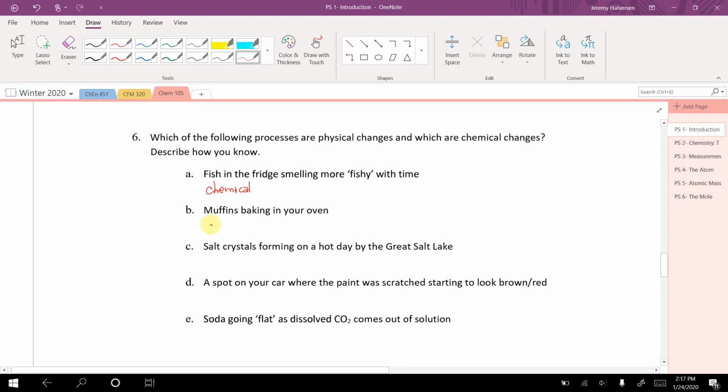All right, muffins bake in your oven. That's also chemical. When stuff bakes in your oven, it releases carbon dioxide gas, which is what creates the air pockets that makes your muffins fluffy.